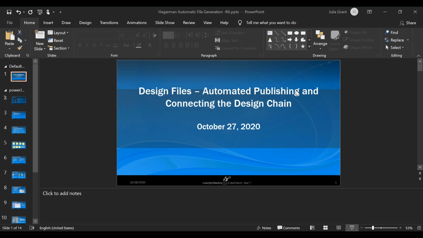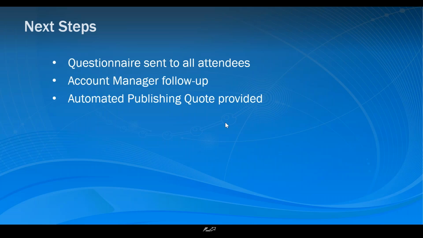Next steps, pretty simple. We have a really simple questionnaire that we put together that can help determine if automating these publishing files is right for you. We'll make sure that we get that out to everybody. Your account managers will be following up to see how that questionnaire is. We are more than willing to send that ROI spreadsheet, and then we can provide you with an automated publishing quote so that you can get started down this path.